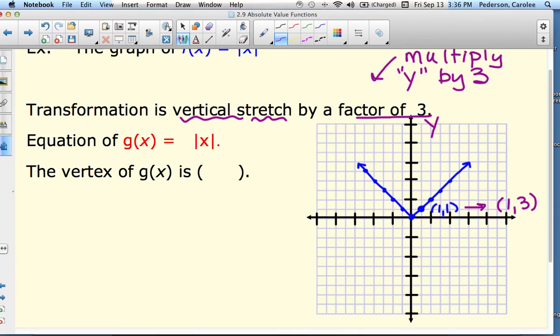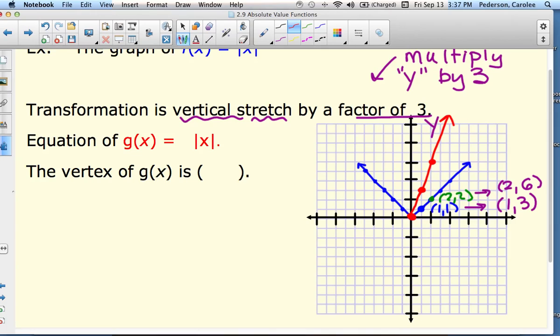If we look at the second order pair, 2, 2, and we want to change it with the transformation, we would change that y value, 2 times 3, which is 6. So now notice what this graph looks like. 0, 0 is still the same, but now my next order pair is over 1, up 3. The next order pair, over 2, up 6.